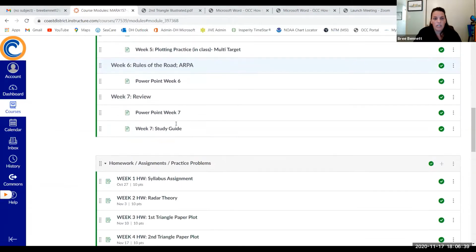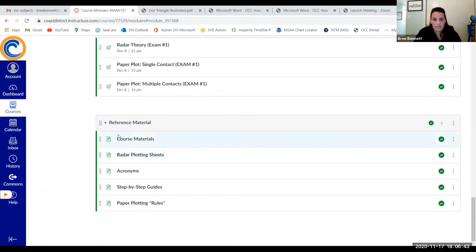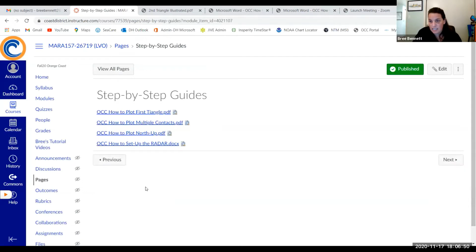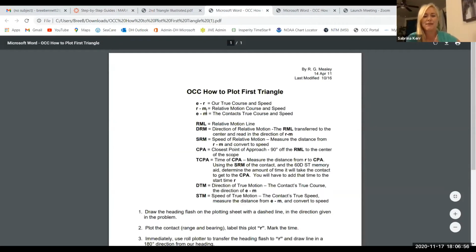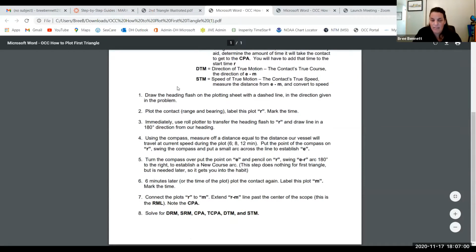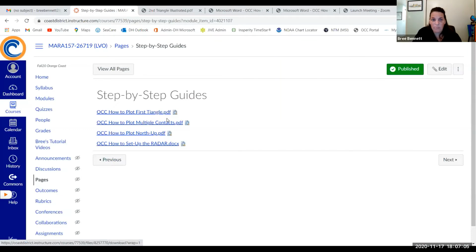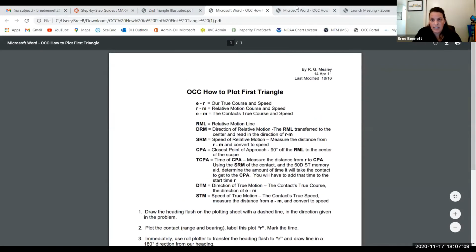But I also wanted to show the quick guides. Under reference material, they are step-by-step guides: how to plot the first triangle. I was looking at those today. It gives you your acronyms and then a step-by-step of how to plot the first triangle. How to plot multiple targets, we're going to get into that one today.